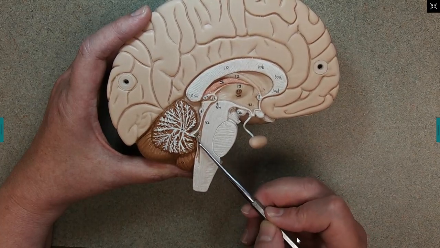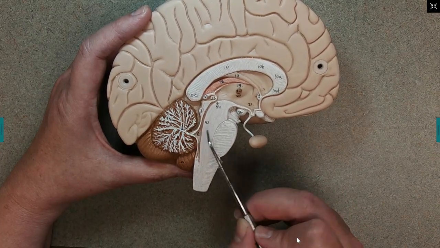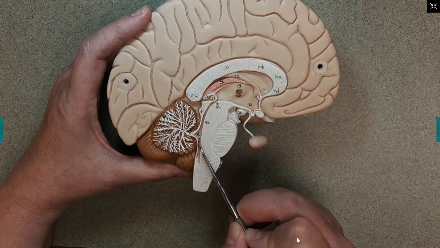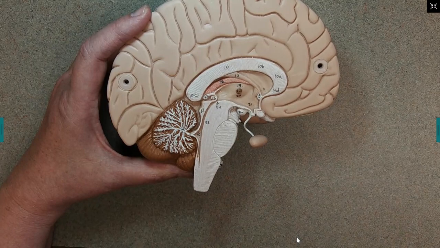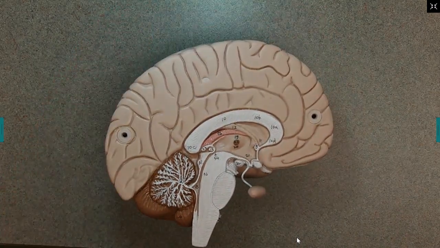Notice it's kind of triangular shaped and the cerebellum sits on top of it. So this little structure right here that's kind of a triangle shape, this is the fourth ventricle. Okay, that's it for the model of the brain.